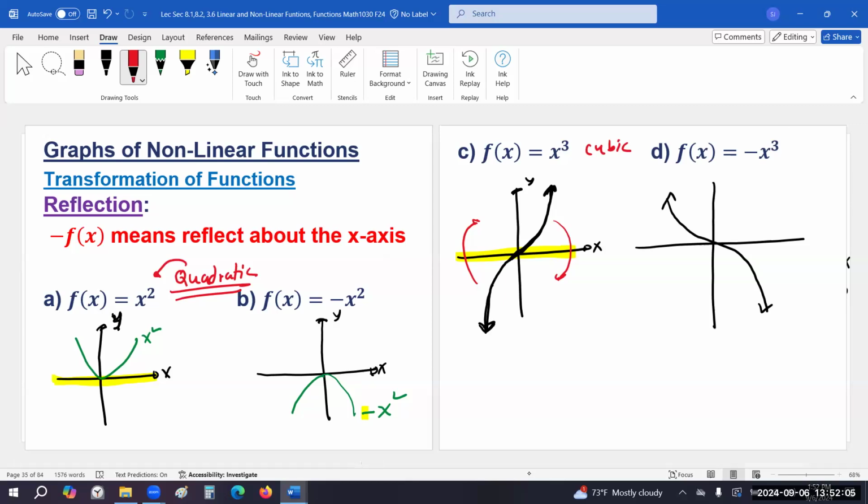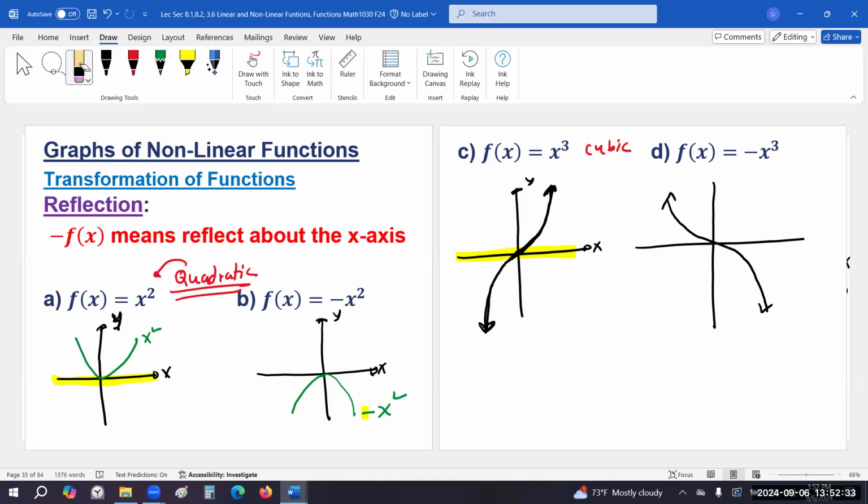This is number 1, x squared. This is a parabola. The reflection is an upside down parabola. This is the original x cubed. The reflection is upside down. Let me list these, otherwise you'll think this is a part. So original x cubed, negative x cubed.